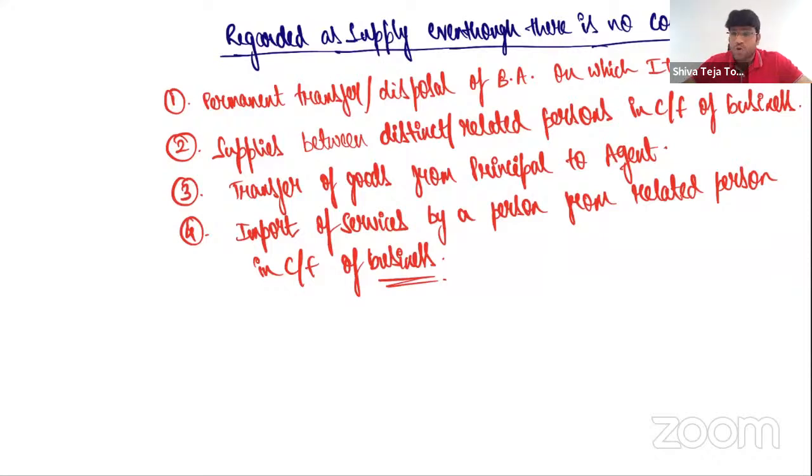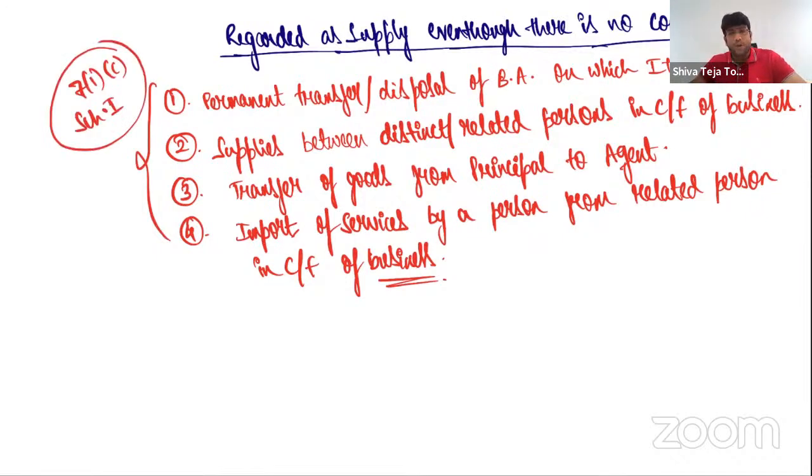Getting clarity, friends? So these 4 are the interesting cases given by 7.1c read with Schedule 1, which deals with the concept of transactions regarded as supply, even though there is no consideration. Something important.